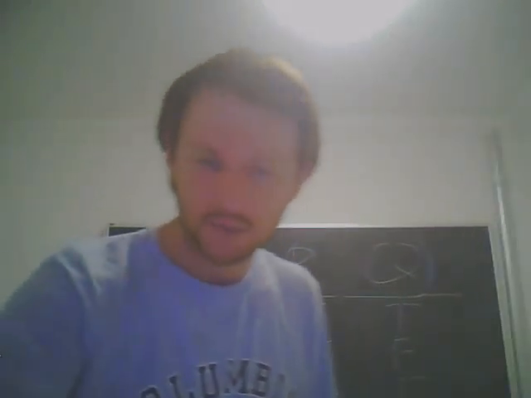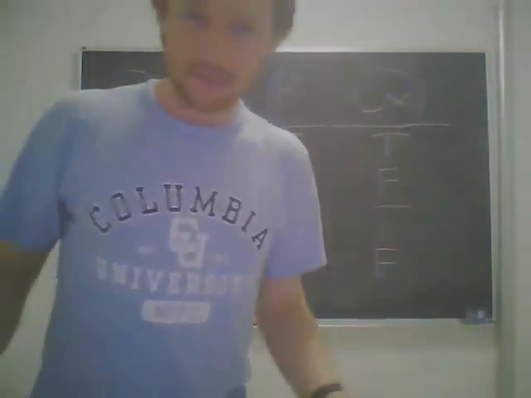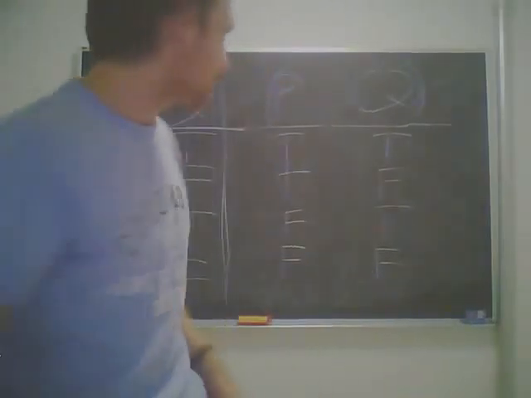Now we'll talk about disjunction. Disjunction is probably best explained by looking straight at the truth table to see what it means to take a disjunction of two propositions.